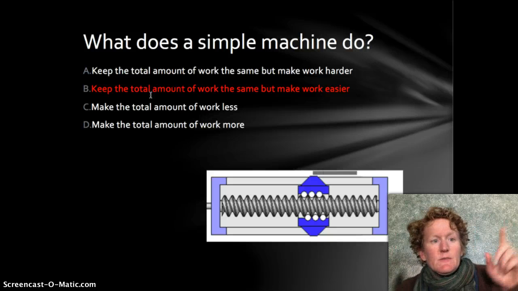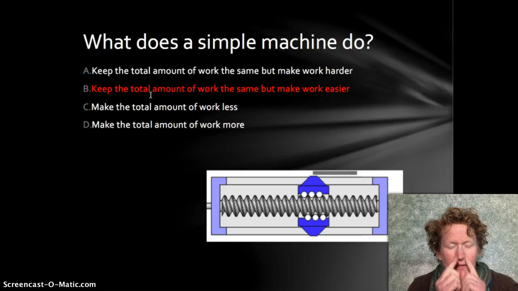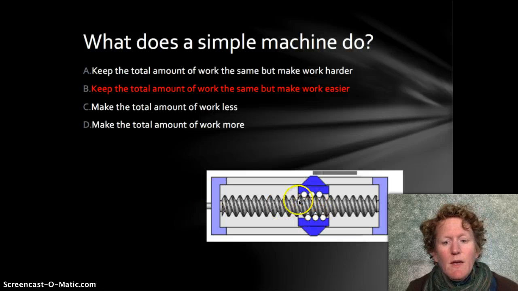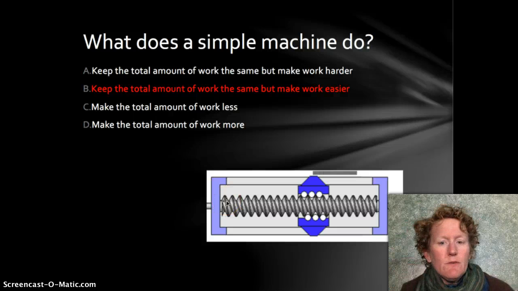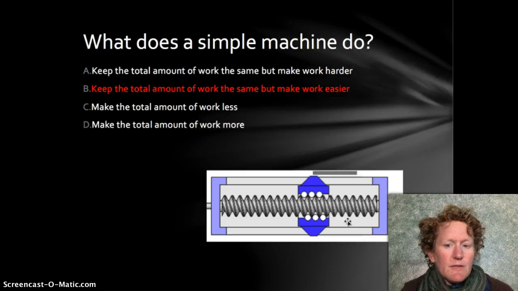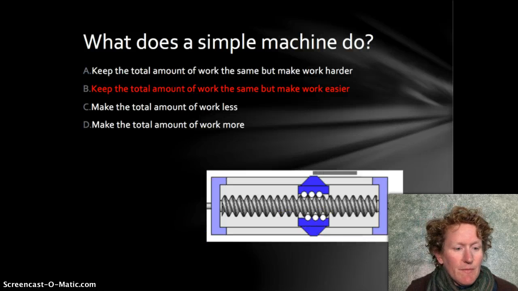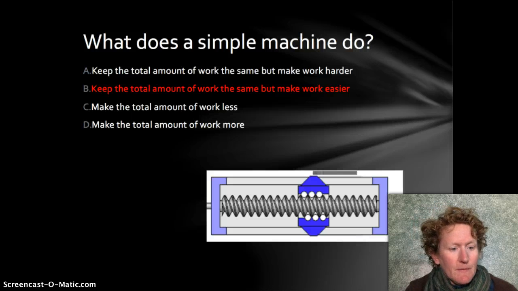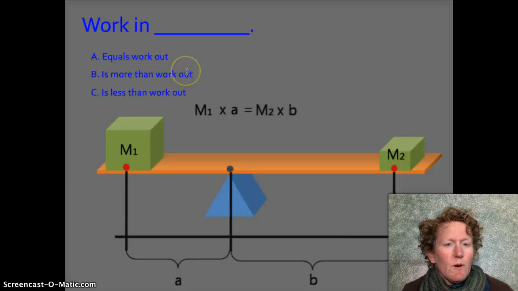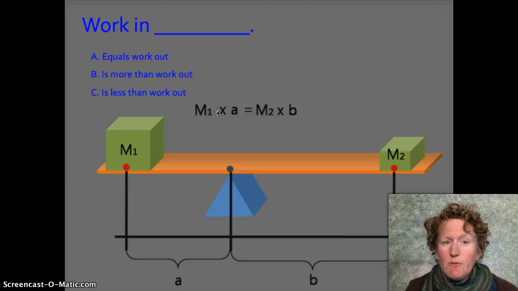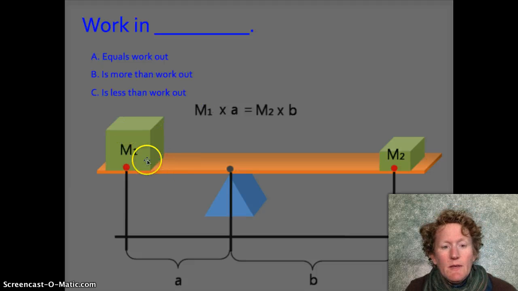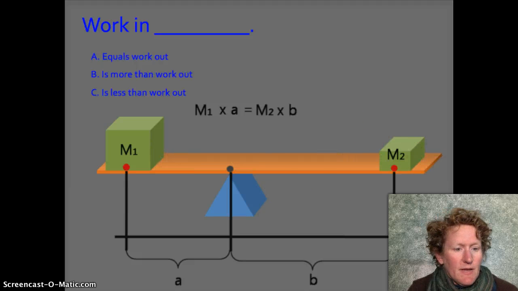You increase the distance but you decrease the amount of force necessary to do the same amount of work. Like the screw here, you have to move something along the entire length of all those turns on the screw. So you increase the distance but you decrease the force needed to move something. A screw jack is a great example of this. Work in equals, I kind of just gave it away. Work in equals work out. Like the work being done on this side of the lever equals the work being done on this side of the lever.